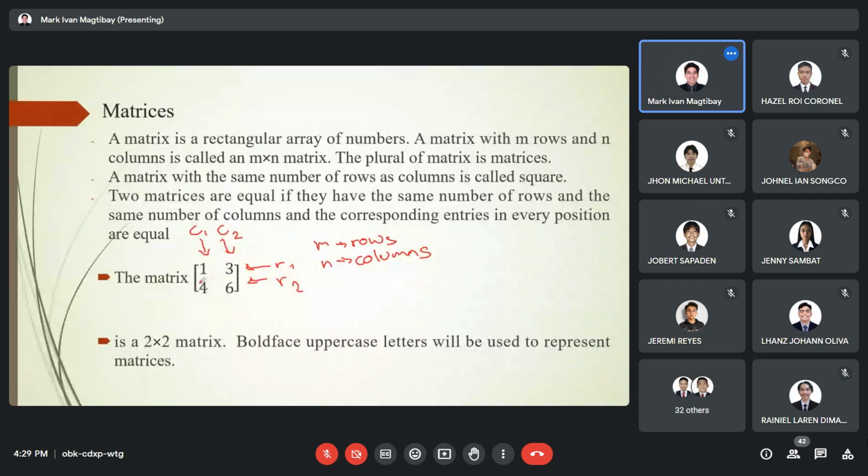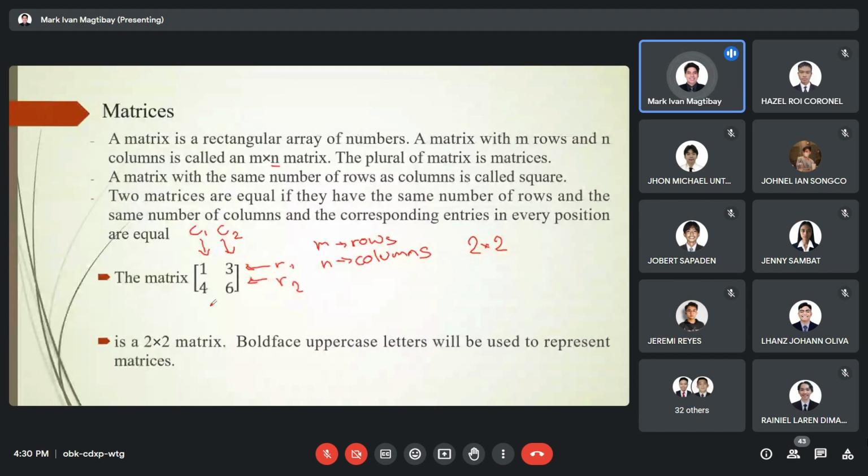And then would be our column 2 po. Okay? And then, columns are called an M times N matrix po natin. So dito po sa naging given natin, M times N matrix po natin, we had 2 rows. So 2 times 2 yung ating N nga natin, which is the number of columns. So meaning to say, ang tawag po natin dito sa matrix na to is a 2 by 2 matrix po. Okay? The plural of matrix is matrices.